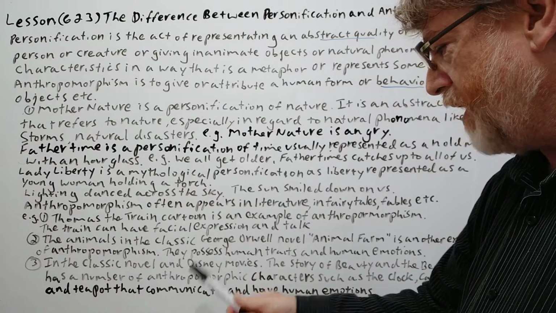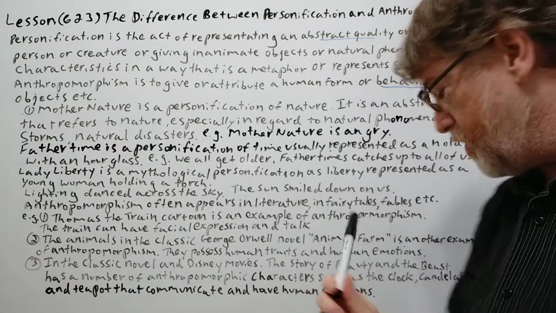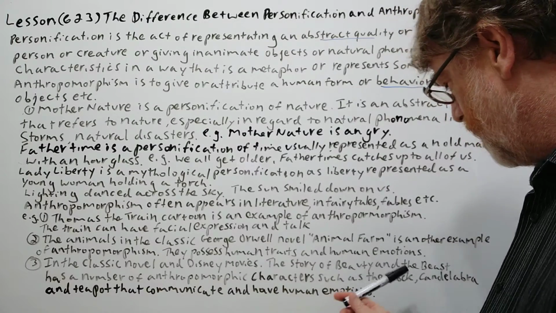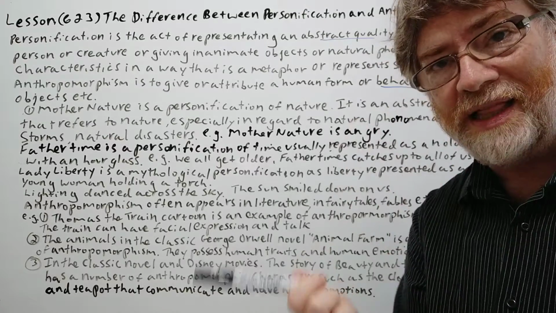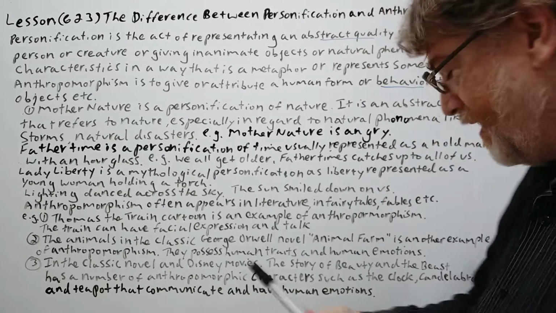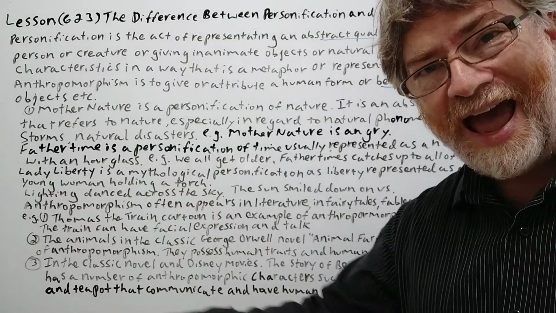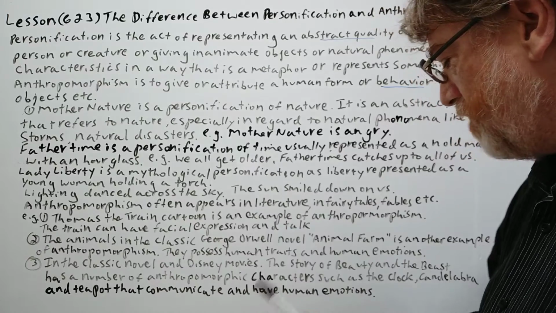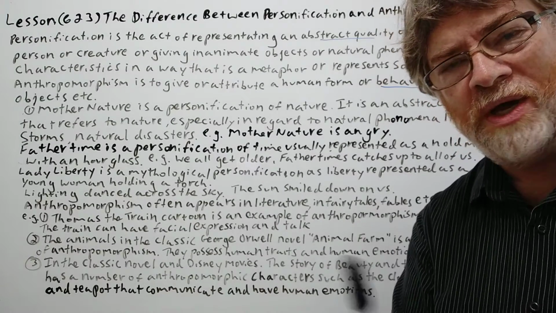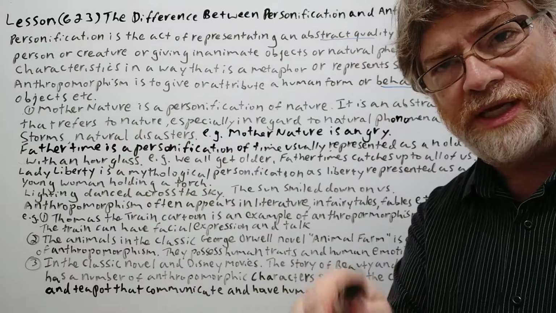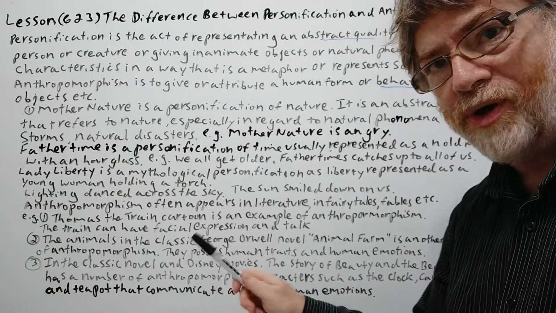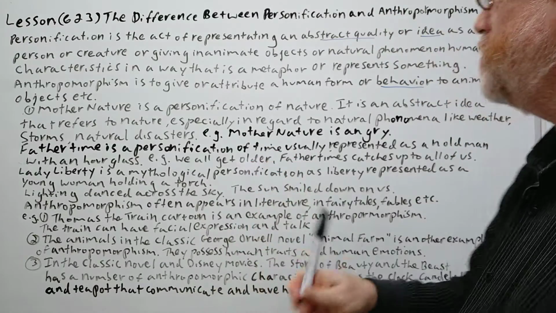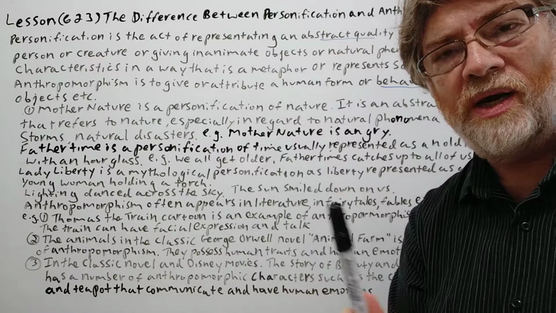In the classic novel and Disney movies, the story of Beauty and the Beast has a number of anthropomorphic characters, such as the clock. They make the clock look partially human, and talk and have human conversations, and they act throughout the story. The candelabra and the teapot communicate and have human emotions. So anthropomorphism is usually a character that you see acting through the whole thing. Personification is more like just a representation, especially, again, of an abstract idea or quality.